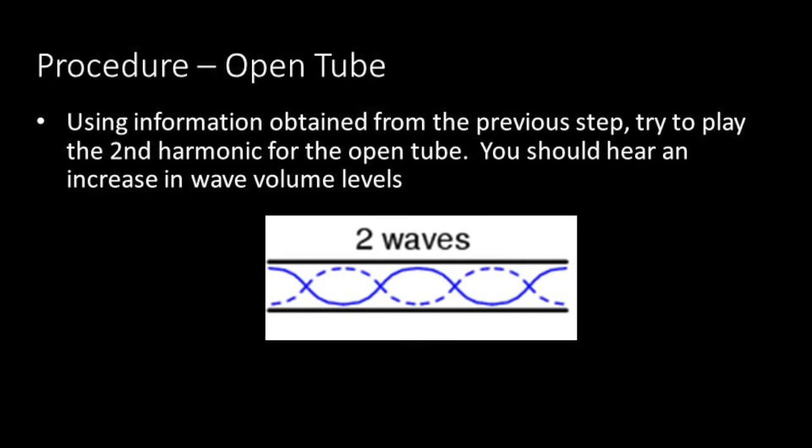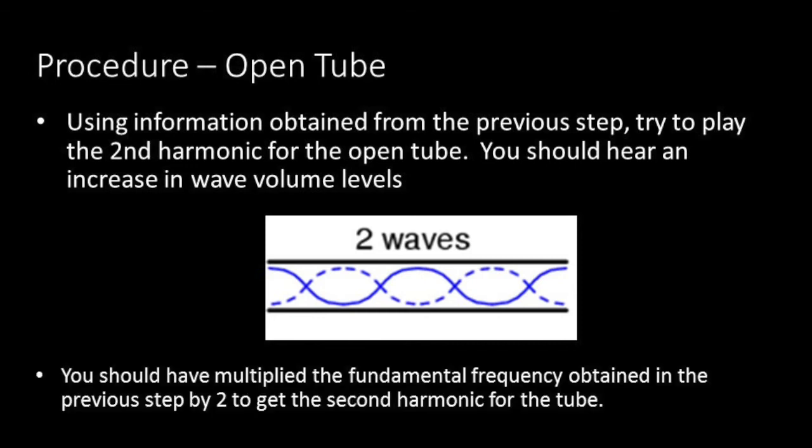Now, using information obtained from the previous step, try to play the second harmonic for the open tube. You should hear an increase in wave volume levels. If you haven't found the second harmonic already, all you have to do is multiply the fundamental frequency by 2.